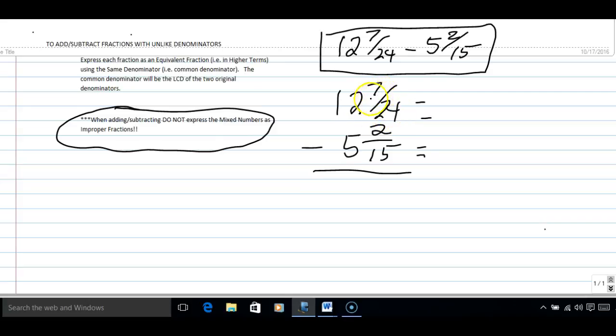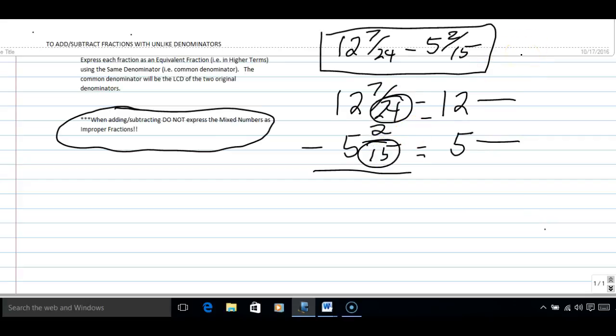You see how messy the arithmetic is going to be here if I opt to change the mixed number to an improper fraction. And I'd still have to find a common denominator, which means that I'm still going to have to express these two fractions as equivalent fractions in higher terms, which would make it even messier. So you do not want to do that. You only express the mixed numbers as improper fractions when you're multiplying or dividing. So how do we do this? Well, the easiest way is simply bring over the whole part and find the LCM for your fractional part.